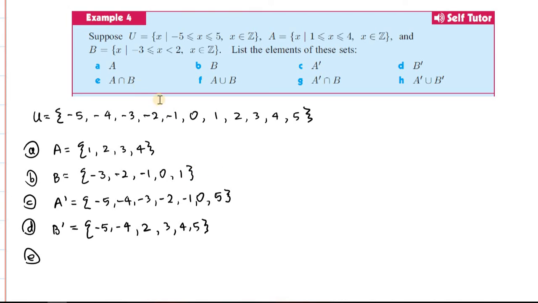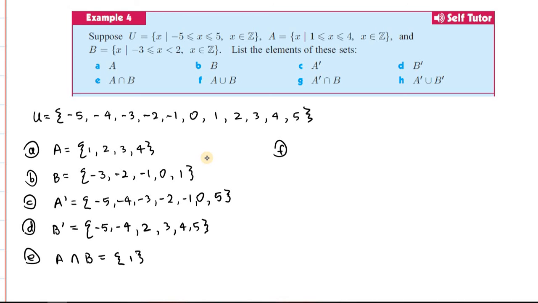All right, part E. For part E, we want A intersection B. So we want the values that A and B have in common. And as I look at those two sets, the A intersection B is only one number. It's the number 1.